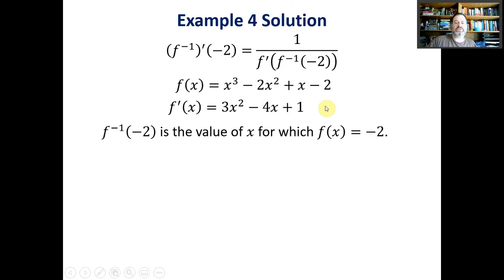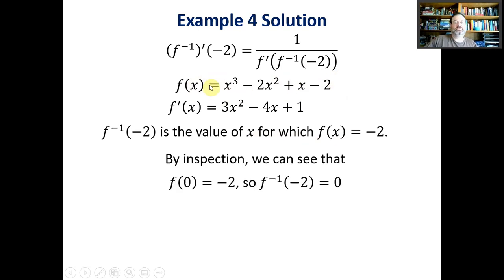Now what we do is we say, let's think about what f inverse of -2 is saying. So we're trying to find this quantity on the inside. F inverse of -2 is the value of x for which f of x equals -2. So we're looking for the number that if we plug it in to the original function, we get -2. So you look here and you say, what number plugged in here would give me -2? Well, you can pretty clearly see that plugging in 0 gives you -2. That means that this value is 0. So this whole thing is 0.